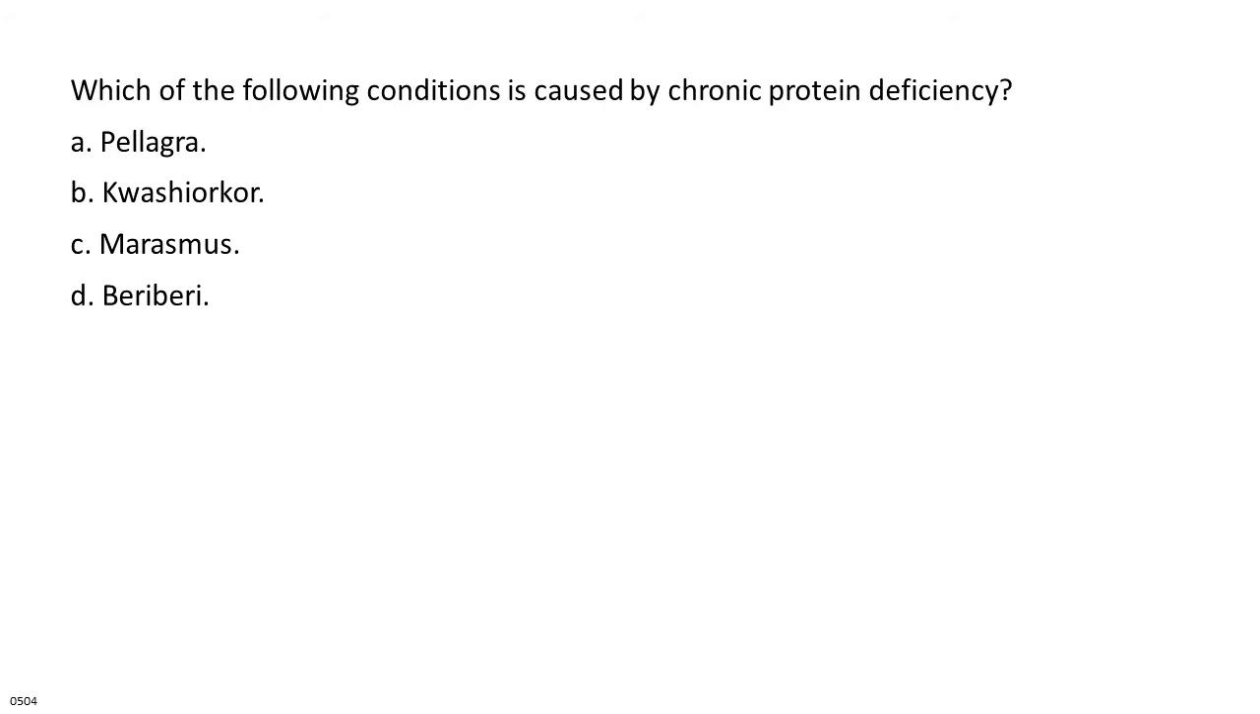Which of the following conditions is caused by chronic protein deficiency? A. Pellagra. B. Kwashiorkor. C. Marasmus. D. Beriberi.